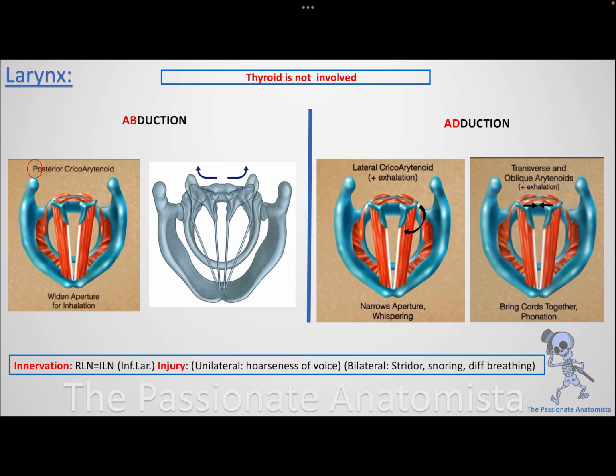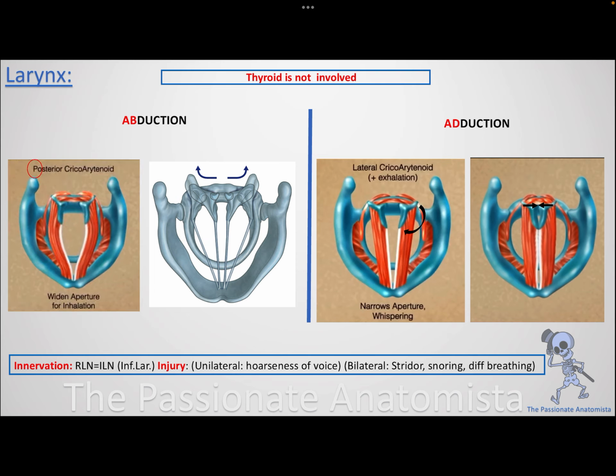So this is how the transverse and oblique arytenoids work. All right. Now this is how the lateral... Oh, sorry. This one comes first. So look, guys, this is how abduction happens by the posterior cricoarytenoids. All right. And the last one is the lateral cricoarytenoids. This is how they work. By contracting, they adduct the vocal folds.